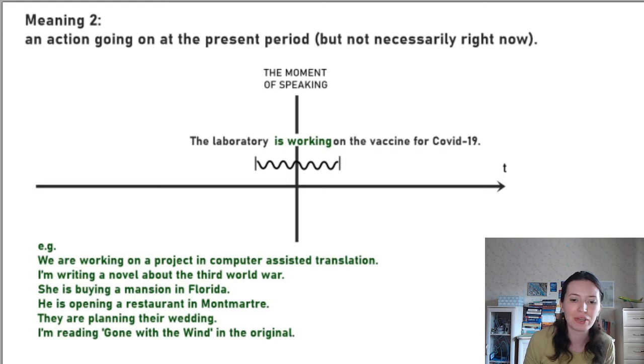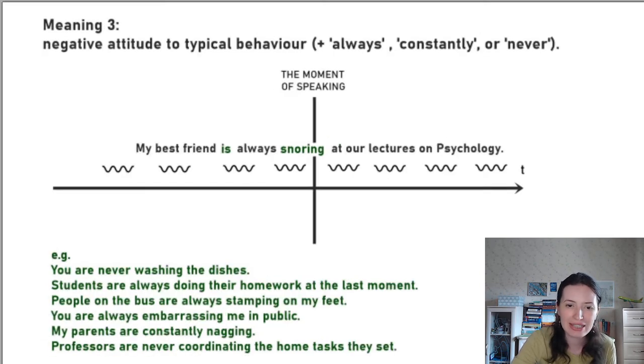And other group mates can say, I'm buying a mansion in Florida, I'm planning my wedding, I'm reading Gone with the Wind in the original, or I'm opening a restaurant in Paris, or whatever, right? So all these situations mean that we are in the middle of a project which occupies the present period of time, and that's not necessarily right now we're working on that project. So the third meaning of the present continuous is my favorite meaning.